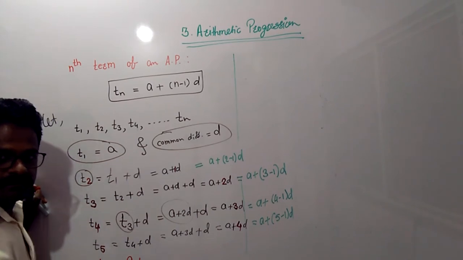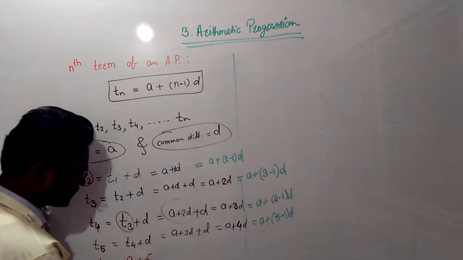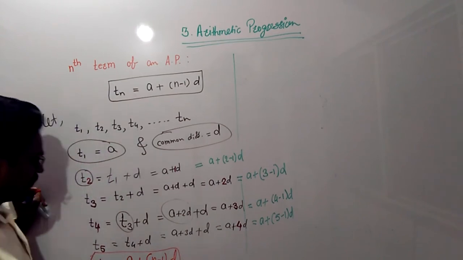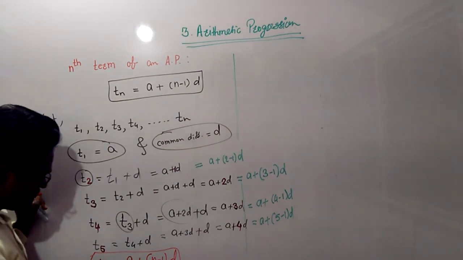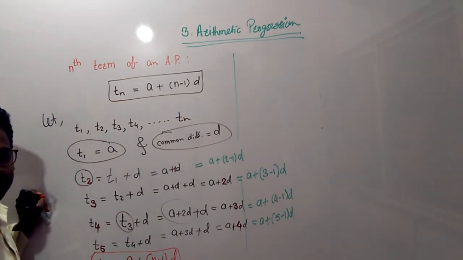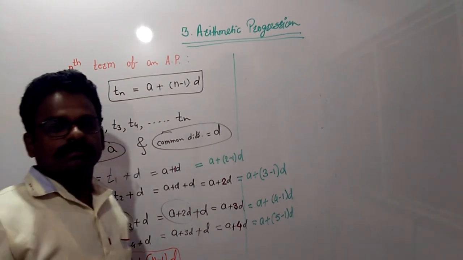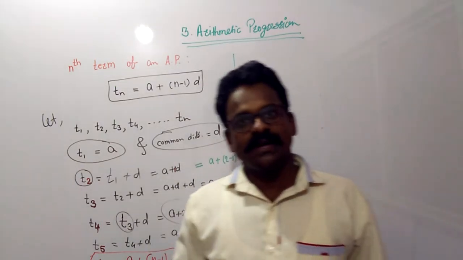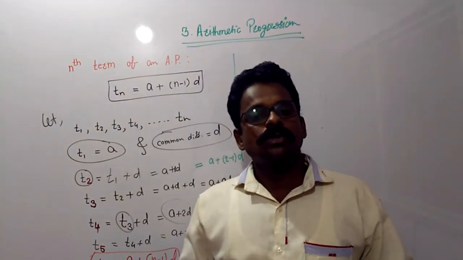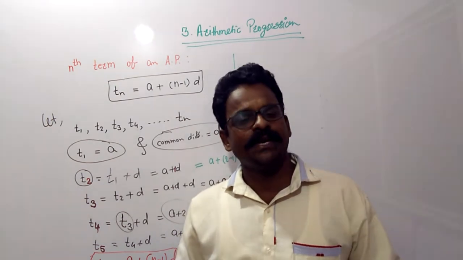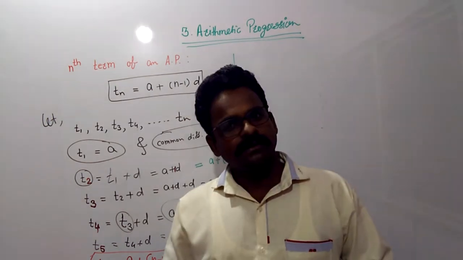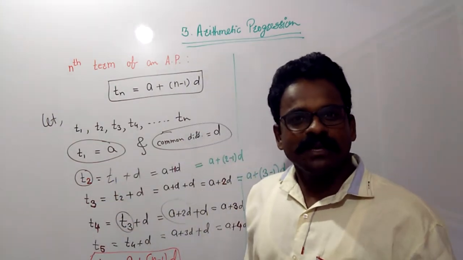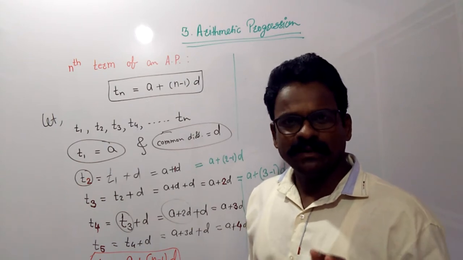What will be the first term? Tn is equal to a plus n minus 1 into d. So this is the formula which you want. Tn means the nth term. So the nth term is equal to the first term a plus n minus 1 into the common difference d. This is the expression for the nth term in an AP.